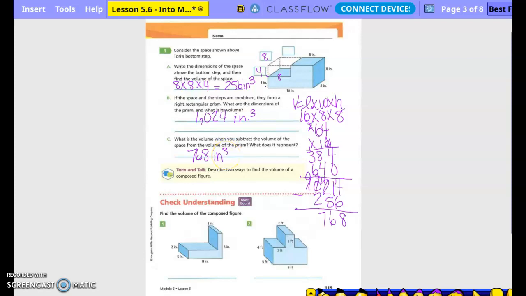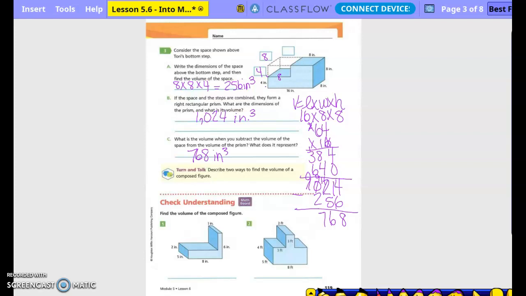Okay. So when you find the volume of rectangular prisms, you can do it two ways. You can find the whole thing if it was just one block, right? Okay. And then subtract the little space that is not covered. Or you can break your rectangular prism into two rectangular prisms, right? Okay, and then find both of them and add them together. So you can do it either way.